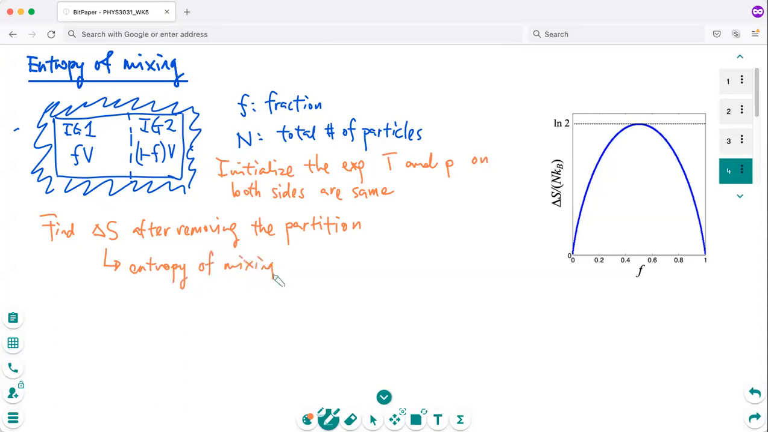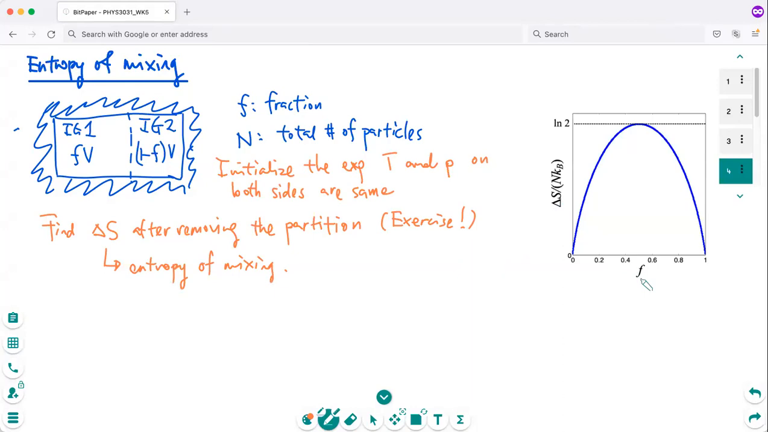Why is this important? First, I already showed you this. Now you are invited to do this. This is the exercise. Try it first, because everything is defined for you here. You want to find the change of entropy versus the fraction f. Everything is defined for you already.